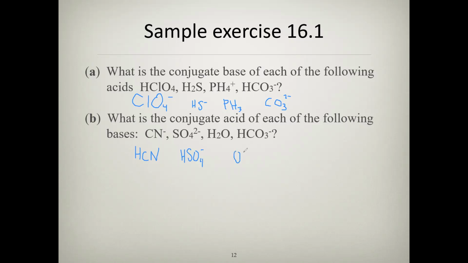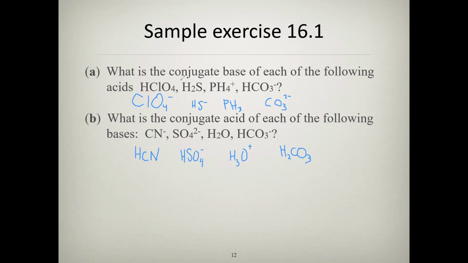Water went in the opposite direction there. Water, since it's acting as a base in this case, is going to accept that proton, so it's going to become hydronium, H3O+. And then again, with the final one here, it's the same as the last one in the previous set. It's just in this case, now it's acting as a base, so it's actually going to accept a proton, and it's actually going to become carbonic acid for its conjugate pair.